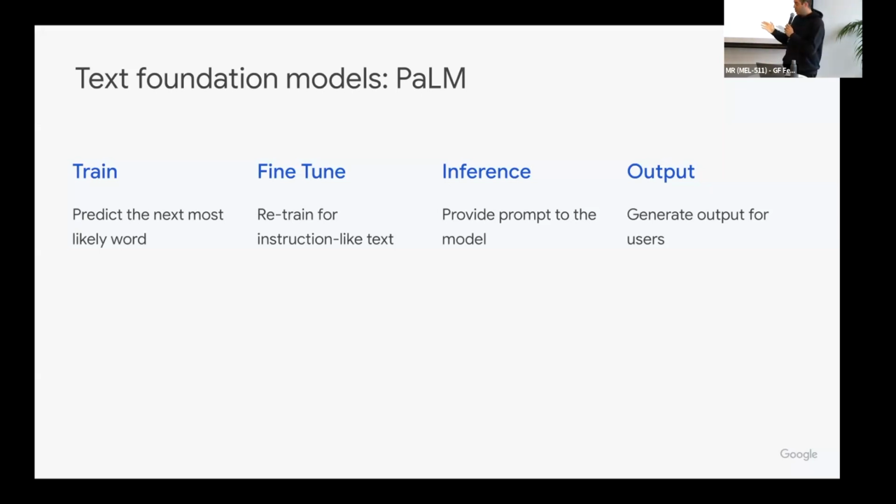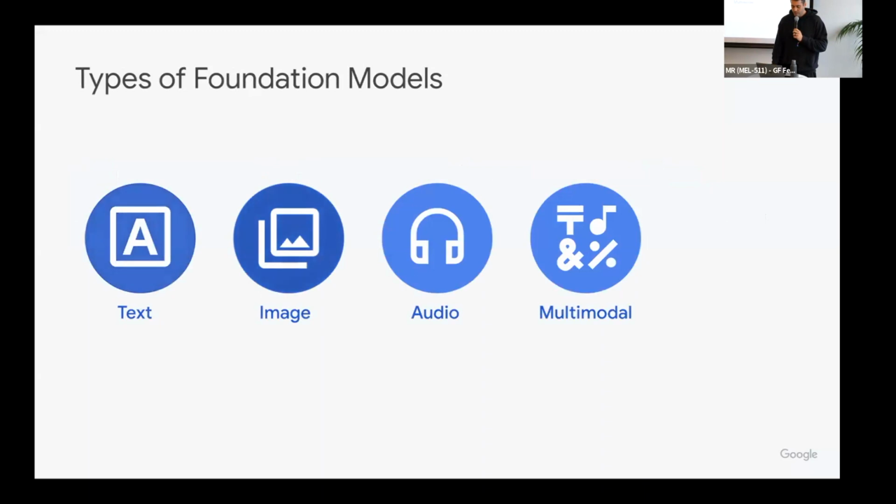Next, once the model has been trained and fine-tuned, we go into the inference phase. At this phase, we are no longer training the model. The model is no longer learning. Instead, we just provide a prompt to the model, and those are the instructions we give to the model. And then in the final stage, the model is going to generate some kind of output. So that's for text models.